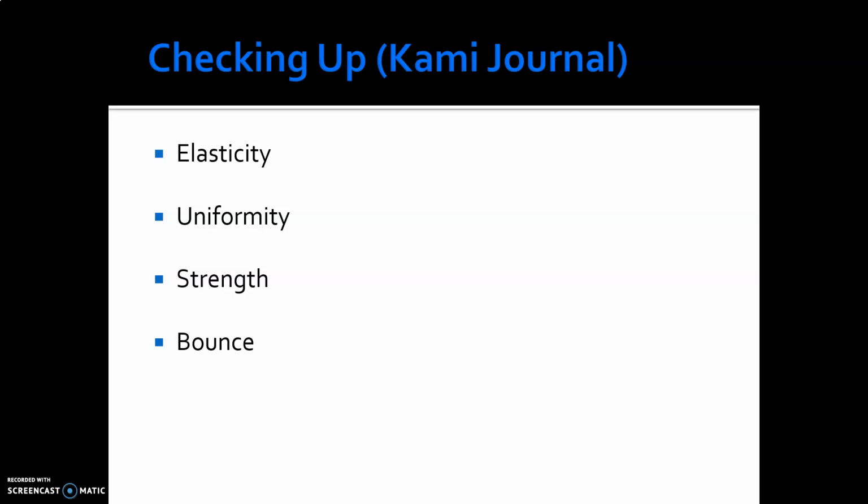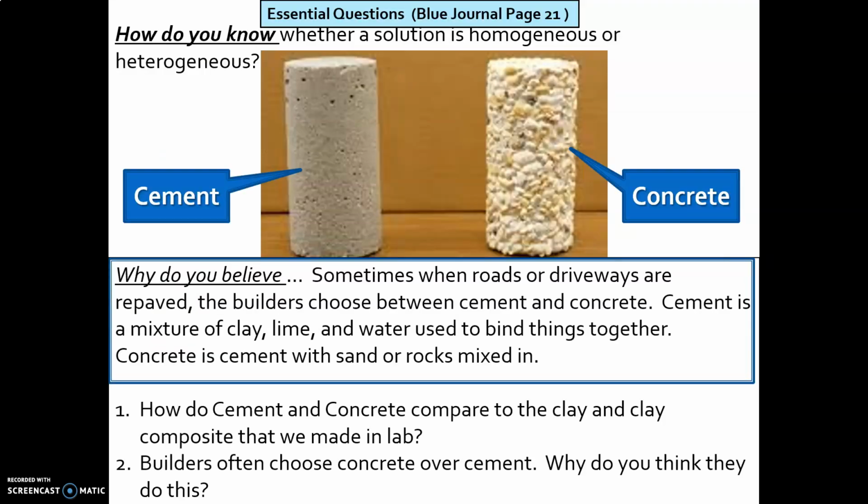All right, so those were some pretty good examples of these four physical properties. Now remember, yours could have been different, and that is a-okay. And our essential question is at the bottom of the last page of your CAMI journal. So we're going to go over this.